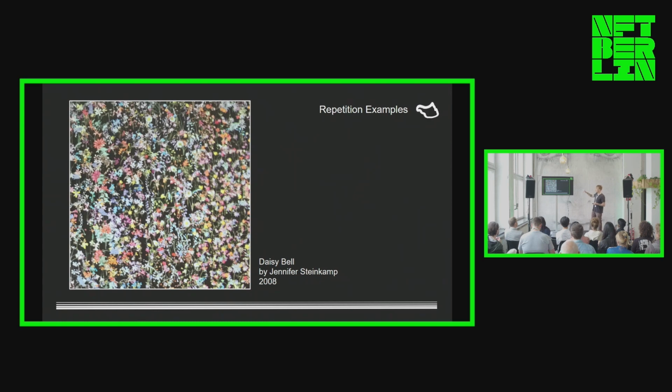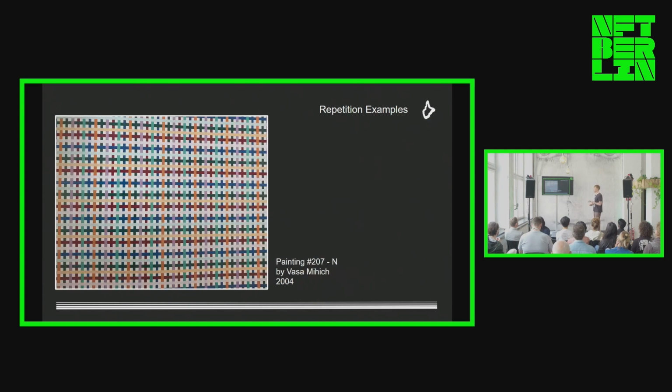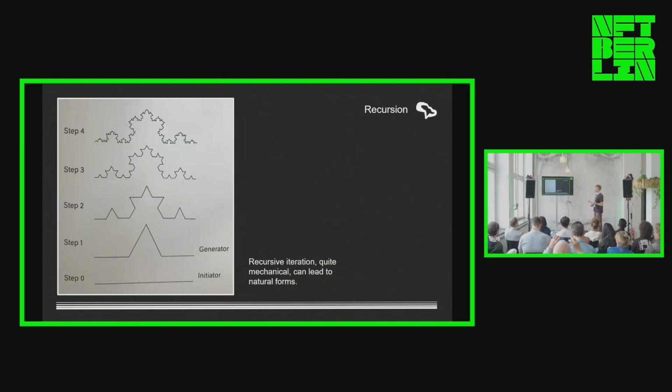So here's some examples. This is a cool example of repetition where it doesn't even really feel like repetition. Daisy Bell by Jennifer Steinkamp. And she uses these floral pieces with pretty strong repetition, but it has this natural, organic vibe. Here is an obviously pretty clear repetition example. Repetition can also be used to pull in the user or the viewer and give kind of this optical illusion type of vibe as well.